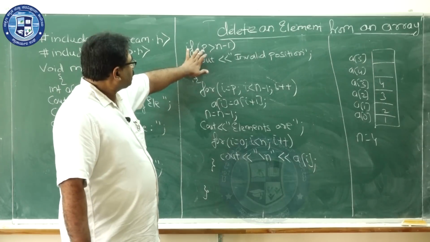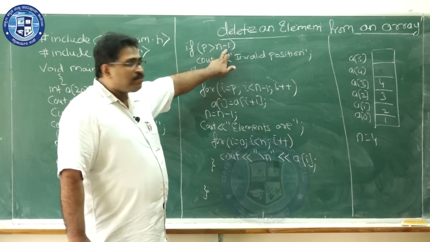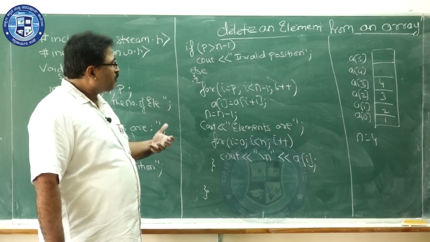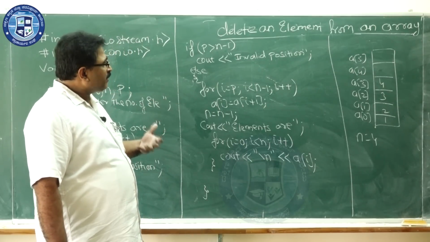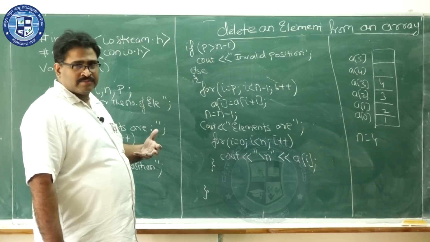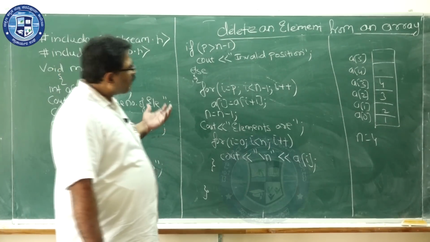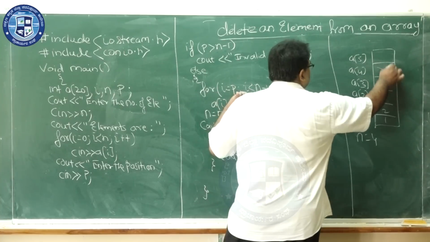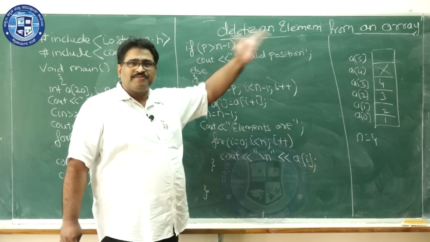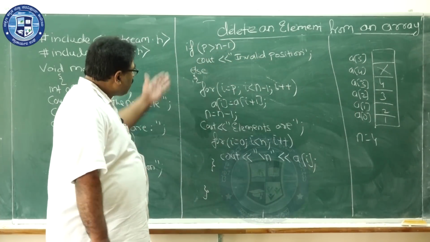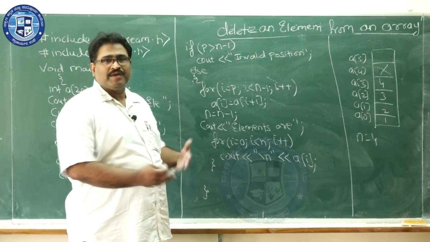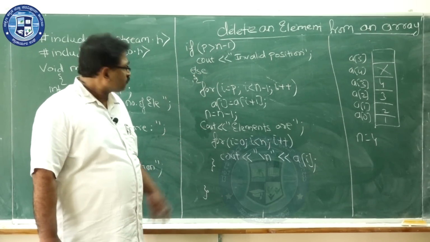So look at this condition. If p is greater than n minus 1, if I am giving p as greater than n minus 1, then is it possible for me to delete? No. So I cannot delete. In short, I cannot, because nothing is there to delete. So it says invalid position. Else, this else will remain the same as what we have done earlier.